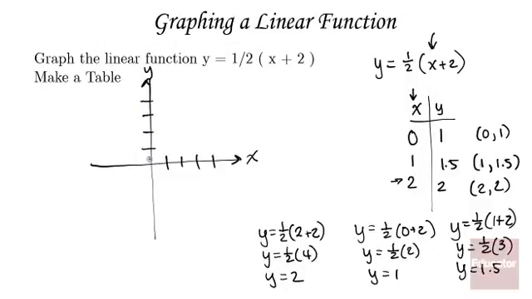So I start off at 0, 1. That's my first point. Next is 1 and 1.5. So 1.5, I'm going to go to the 1 and then halfway between the 1 and the 2. That's 1.5. And then next is 2, 2.